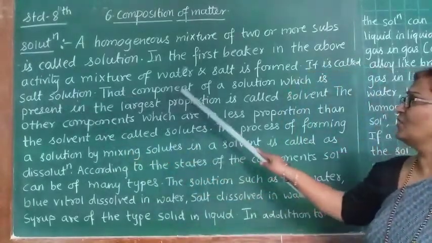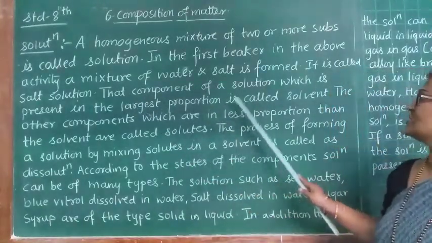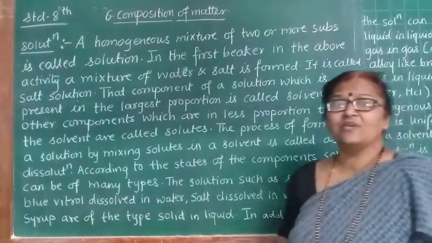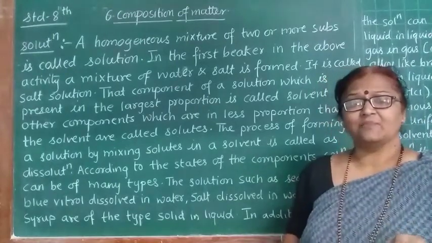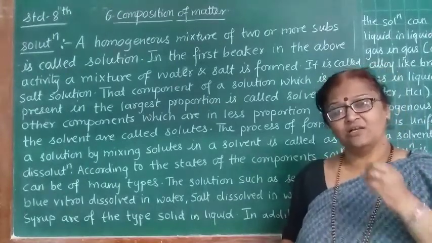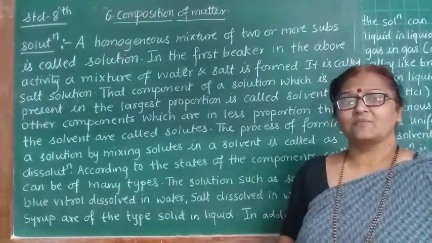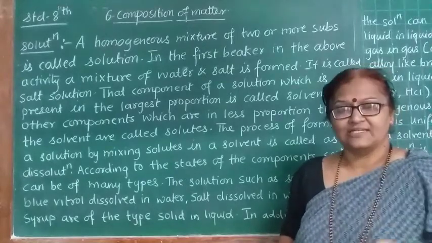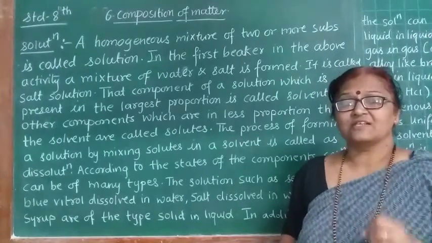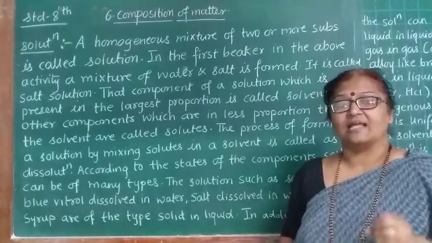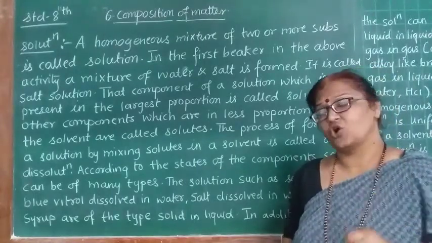That component of a solution which is present in the largest proportion is called the solvent. Now here we have dissolved two substances in one another, that is, salt in water. Water is in a liquid state and salt is in a solid state. Now the largest proportion of a substance here is water, and the smallest substance, or you can say the little substance, is salt.